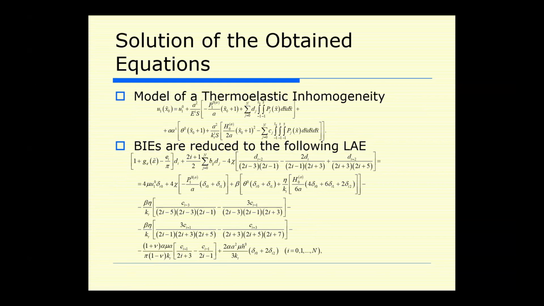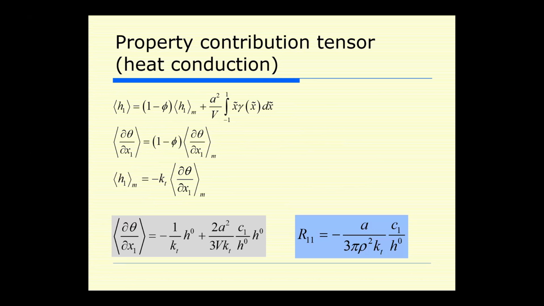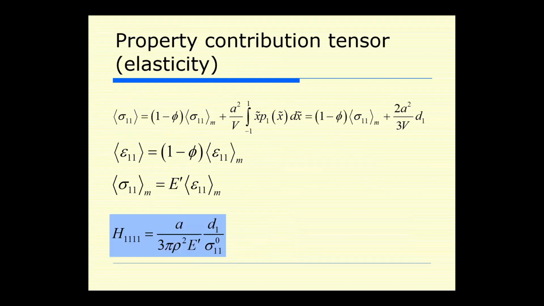The solution of the obtained equation. So the model of a thermoelastic inhomogeneity is expressed via this equation, and boundary integral equations are reduced to the following linear algebraic equations. So we linearize our equations. The property contribution tensor of heat conduction is expressed via these equations, and the property contribution tensor of elasticity is expressed via the following equations.